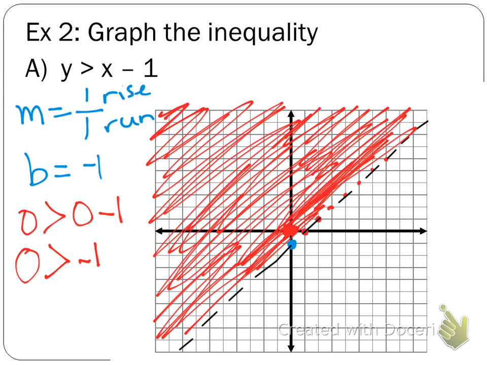Wait, is that the right way to color it? That is the right way to color. You test a point and see if it's true. Oh, the true side is whichever side has the point in it. Oh, okay. Yeah. So here the point is above the line. So yeah. Other questions?